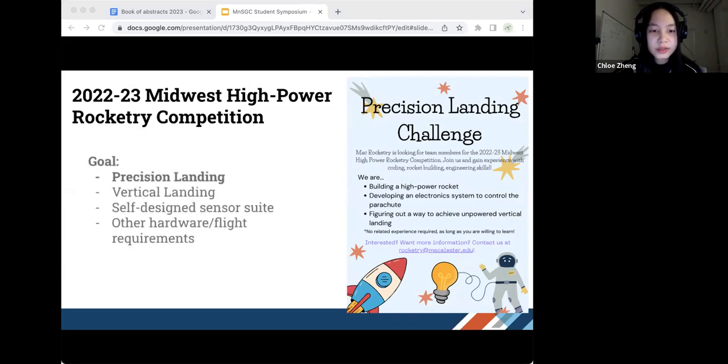And so the goal for this year is, first, precision landing, which means we want to land our rocket in a specific destination. We also have other goals like vertical landing, which means we want to land our rocket vertically. And then we also have a requirement of using a self-designed sensor suite to collect flight data. And then there are also other hardware and flight requirements. But today I'm just going to focus on the precision landing because that's the main focus of our work.